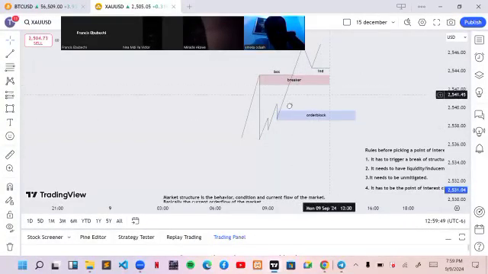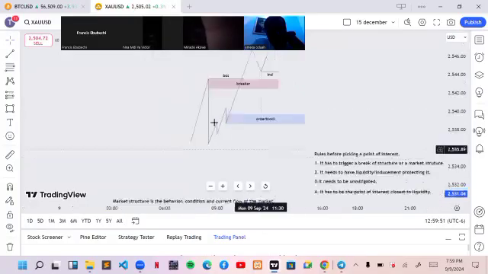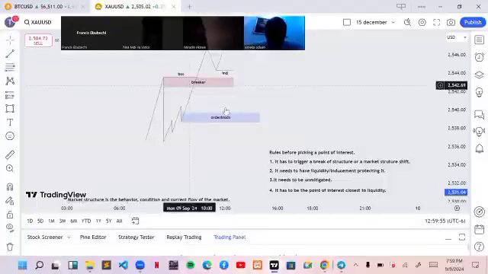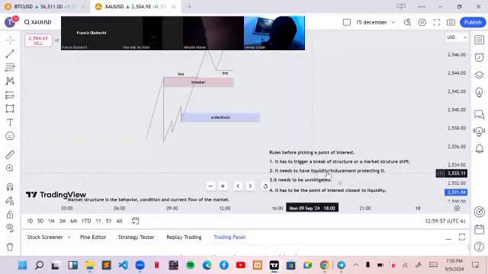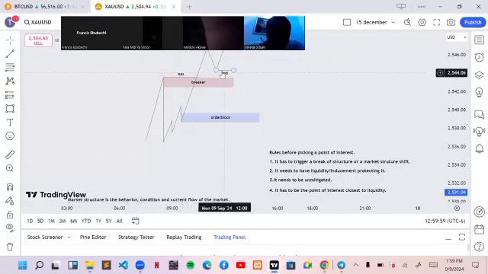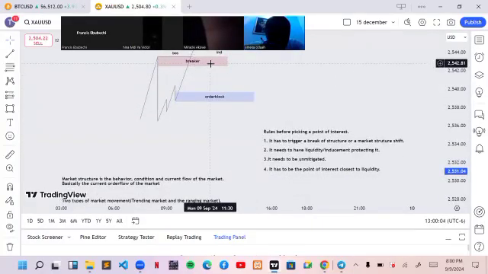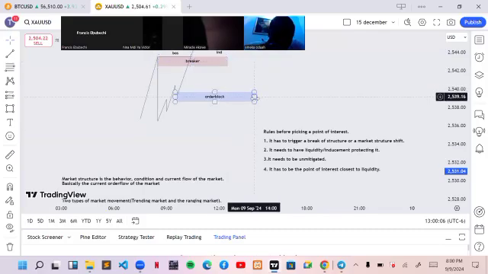If you pay attention to the first pullback that market made, it did not mitigate this breaker. So now the rule says it has to trigger a break of structure or a market structure shift. It did. It triggered a break of structure. The second rule says it needs to have liquidity or inducement protecting it. It has inducement protecting it. The third one says it needs to be unmitigated. This breaker is unmitigated. The other block is also unmitigated.